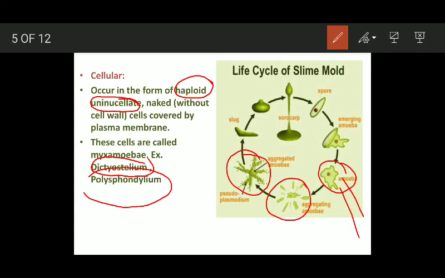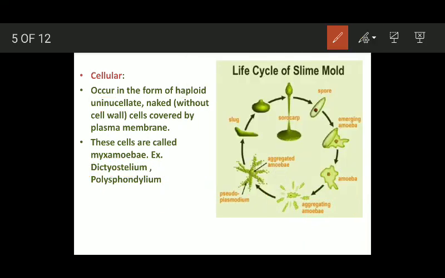And this pseudoplasmodium later on goes through a slug stage. It forms a slug-like structure, and this slug-like structure later on forms the fruiting body or sporocarp. It forms many fruiting bodies. Here we have already shown one sporocarp, and inside this sporocarp, spores are formed, and these spores germinate, and from the germinating spores, the myxamoebae come out. So this completes the life cycle of the cellular slime molds.